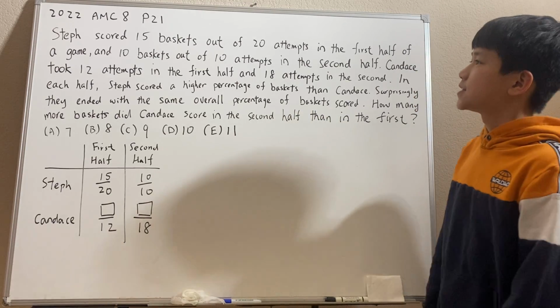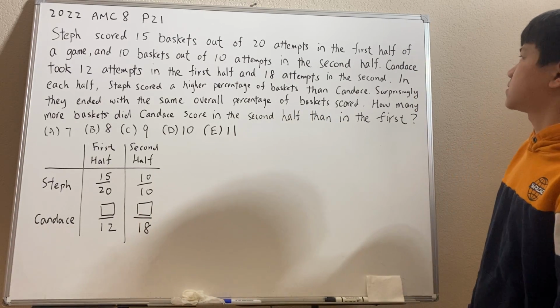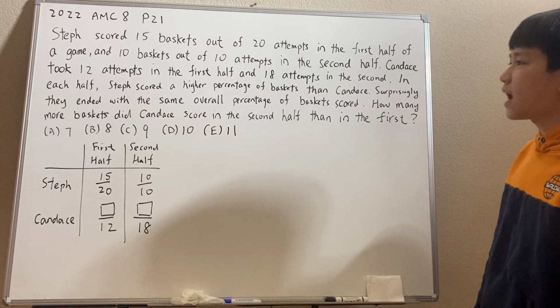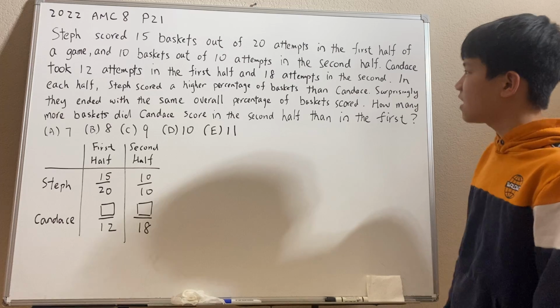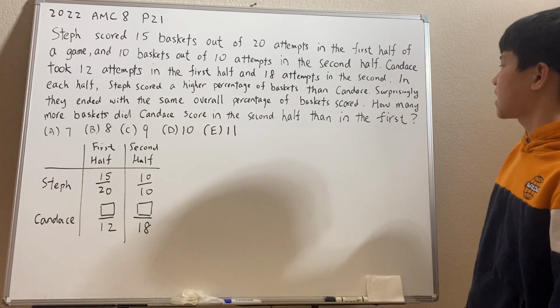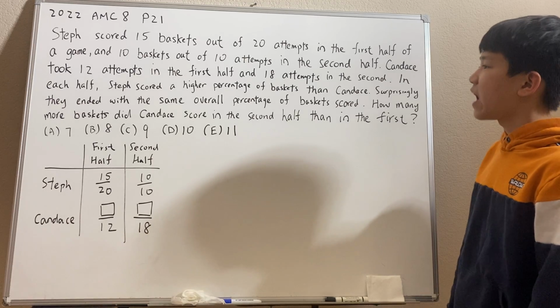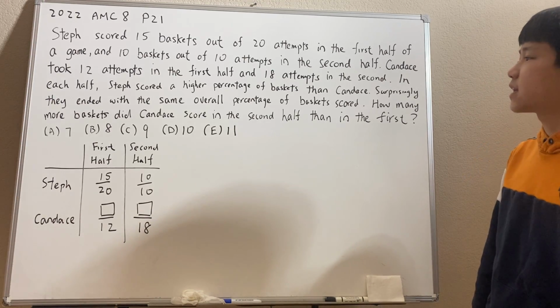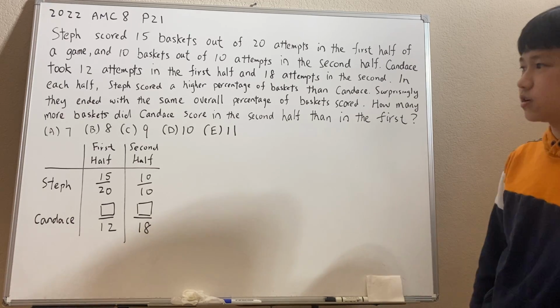The problem reads, Steph scored 15 baskets out of 20 attempts in the first half of a game, and 10 baskets out of 10 attempts in the second half. Candace took 12 attempts in the first half, and 18 attempts in the second. In each half, Steph scored a higher percentage of baskets than Candace. Surprisingly, they ended with the same overall percentage of baskets scored. How many more baskets did Candace score in the second half than in the first?